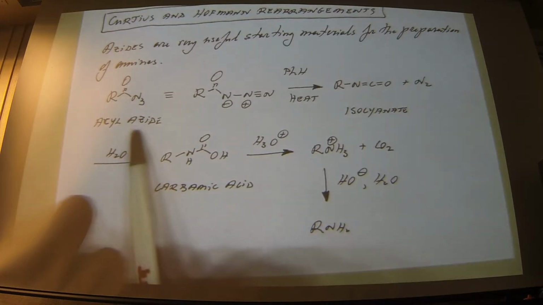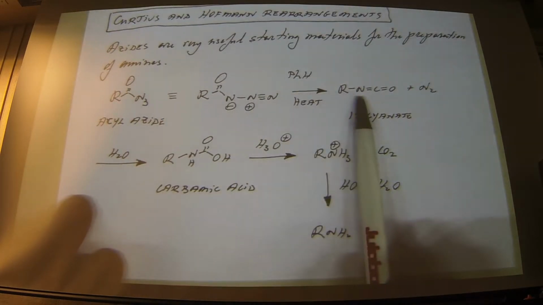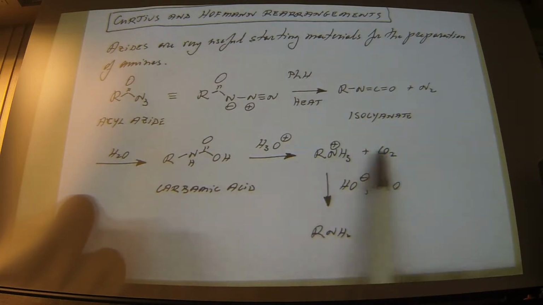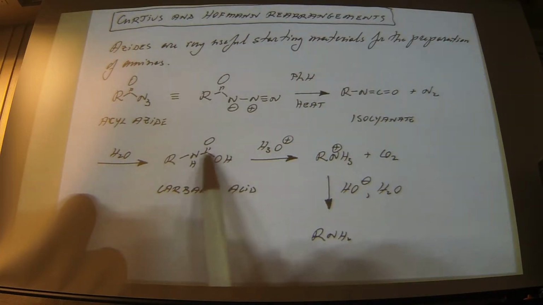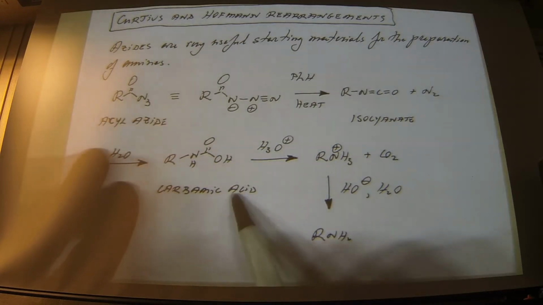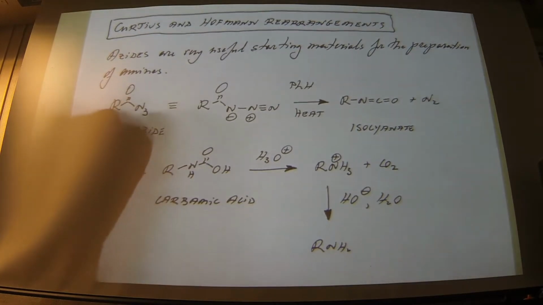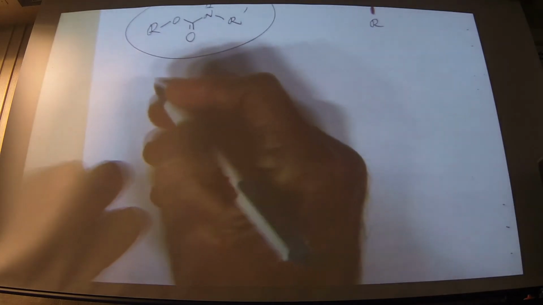So anyway, an acyl azide rearranges with heat to give an isocyanate. The isocyanate adds water and you get a carbamic acid, and then this loses CO2 to give you the amine. This loss of CO2 takes place either under base or acid catalysis. So, what does that Curtius rearrangement do? Well, it splits out one carbon atom, right? So I start out with a carboxylic acid and end up with an amine that's got one carbon atom less.